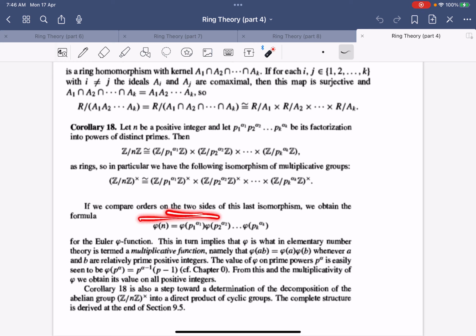And if we compare the orders, then the order of this side is phi of n, and the order of this side is just phi of p1 to the alpha 1. Then since it's multiplicative, you just need to multiply, where phi is the Euler totient function. Because of that, you can see that the value of phi on the prime powers p to the alpha is p to the power alpha minus 1 times p minus 1. And you can actually find a formula for phi of n as a result.